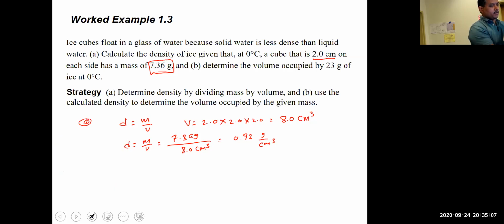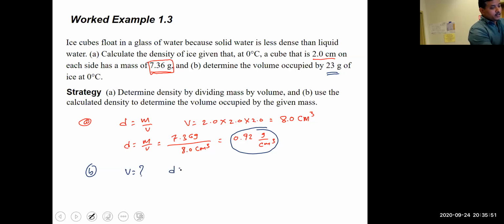Let's look into another problem. The second problem, B, said to determine the volume occupied by 23 grams of ice at 0 degrees Celsius. So in this case, it is asking what is the volume occupied by it, and it gave a different mass, which is 23 grams. In this case, you are asked to identify volume. So what is the rearranged equation? Because you already know the relationship between density, mass, and volume in one equation, you could use that to rearrange the equation to have volume on one side and plug in the density value you just identified in problem 1 and use the mass value of 23 grams to identify the volume.